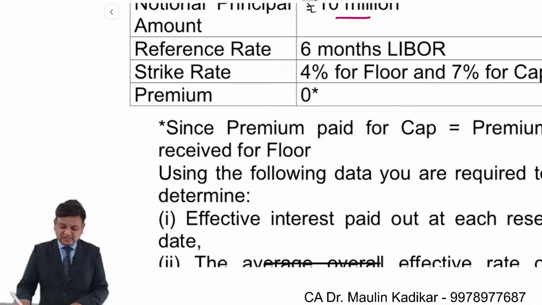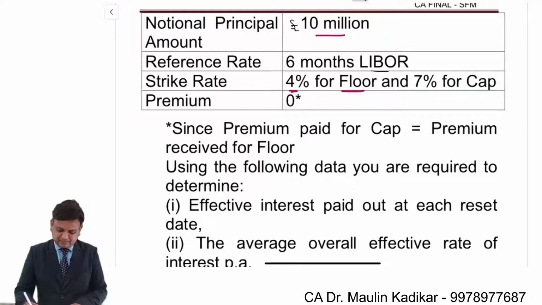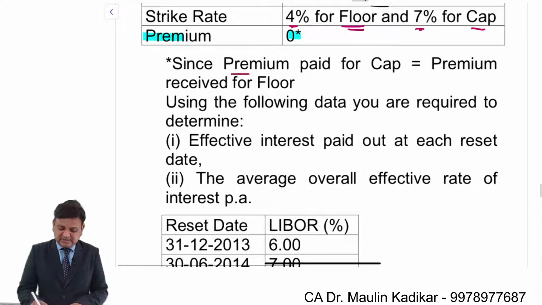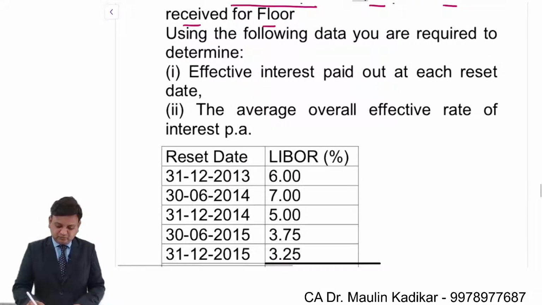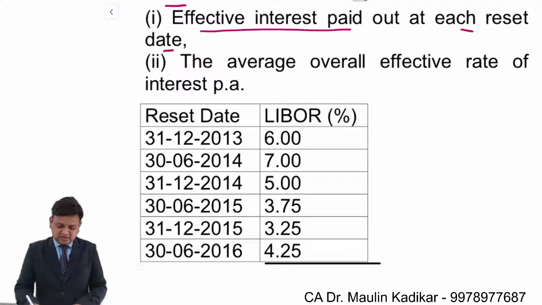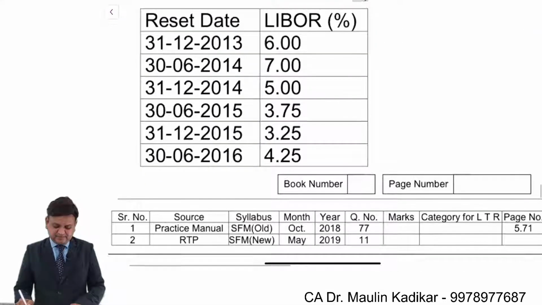The reference rate is 6 months LIBOR, that is the floating rate of interest. Strike rate is 4% for floor and 7% for cap. The amount of the premium is 0, since the premium paid for the cap is equal to the premium received for the floor. Using the following data, you are required to determine, first, the effective interest paid out at each date, and second, the average overall effective rate of interest on per annum basis.